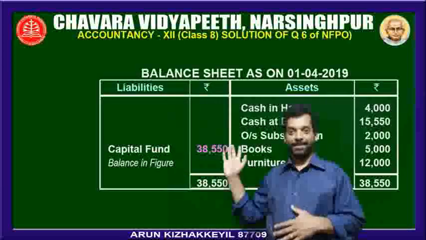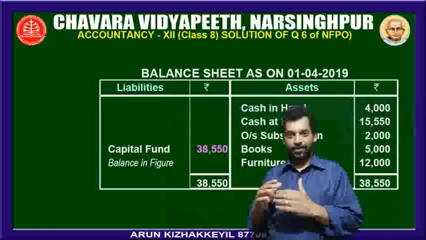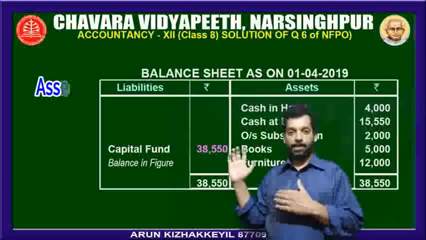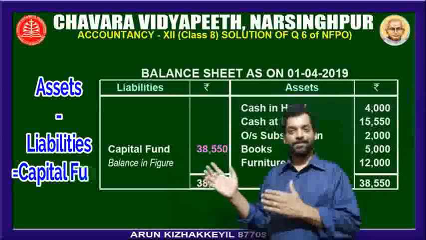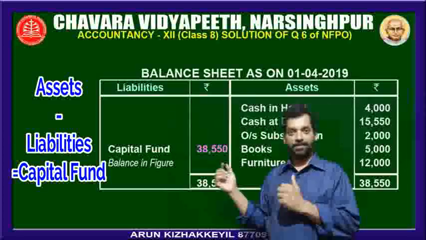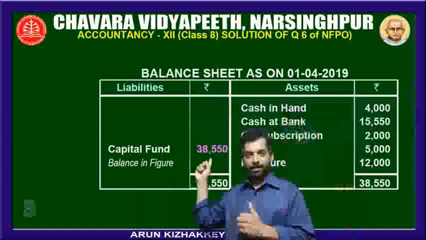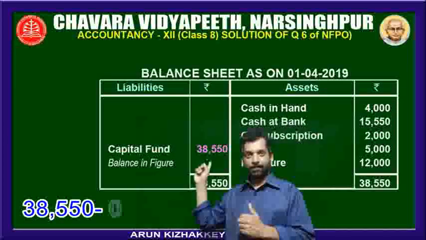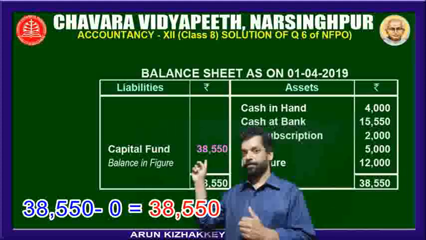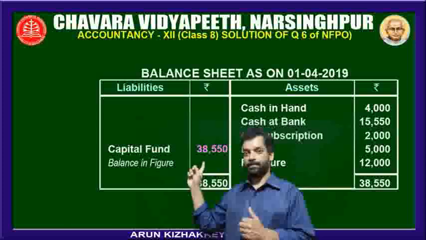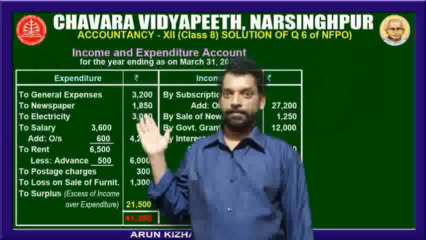Nothing as liability in the beginning. So we know assets minus liabilities equals capital. But in an NPO there is no capital. We use the word capital fund. So assets minus zero liabilities equals assets. Meaning the total of assets is equal to the capital fund. So I mentioned it clearly there. Yes, capital fund is the balancing figure. The amount is rupees 38,550, the opening capital fund. Now we can discuss the income and expenses in detail.